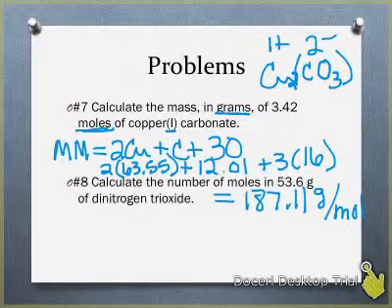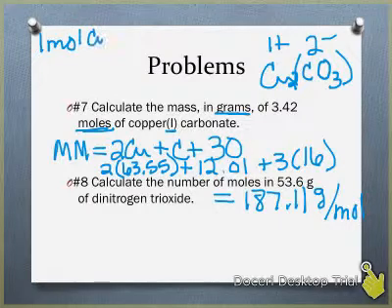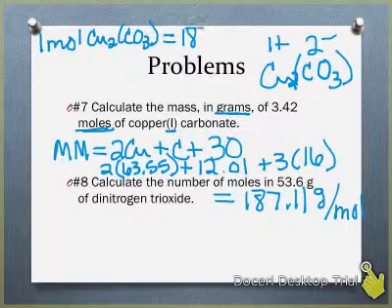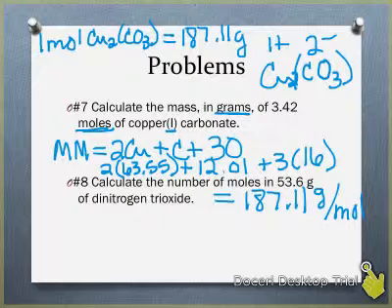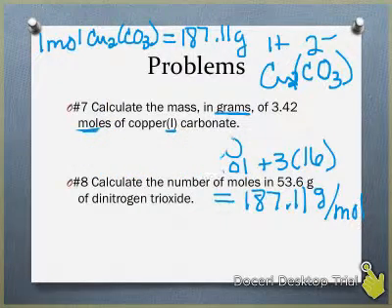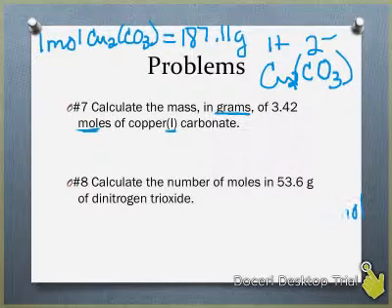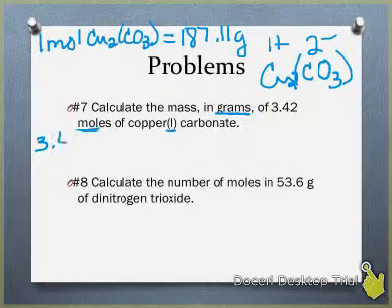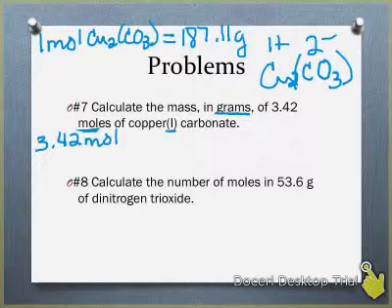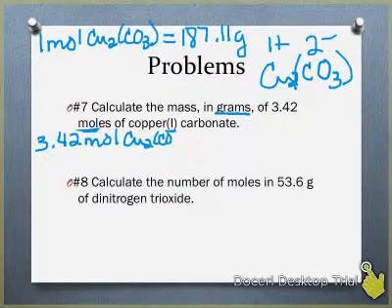What did I just create? My conversion factor. So 1 mole of Cu2CO3 is going to equal 187.11 grams, right? So now can I start my conversion process? Yep. All right, what's the first step in every single conversion process? Write down what we're converting. What are we converting? We are converting 3.42 moles of my copper carbonate.